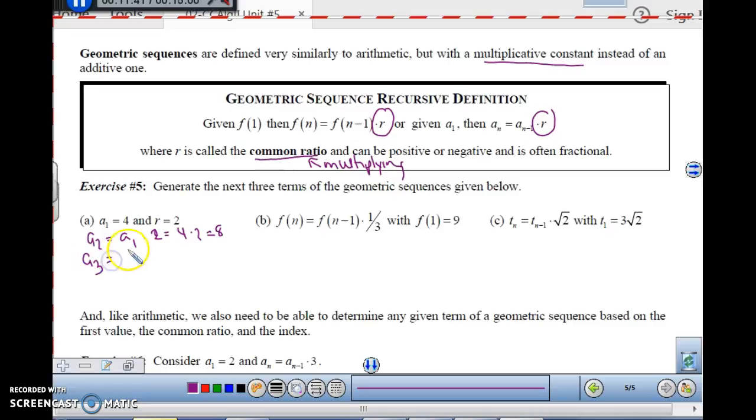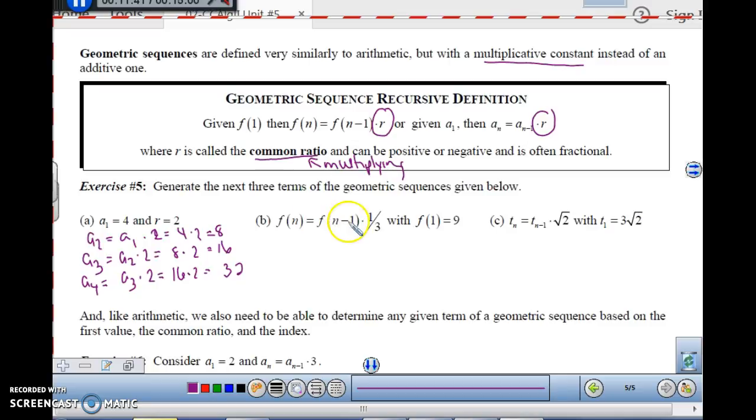A of 3, take the previous term, which would be A of 2, and multiply it by 2. So that's going to be 8 times 2, which is 16. And then A of 4, take the previous term, that's what n minus 1 means, would be A of 3 times 2, 16 times 2 is 32. Okay, so all this means, same thing as with addition, take the previous term, but instead of adding, you multiply.